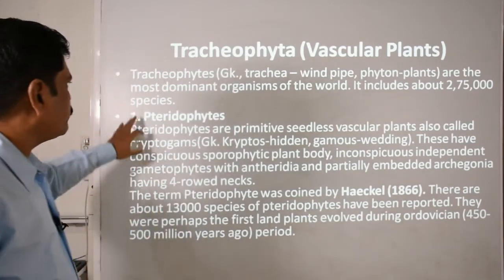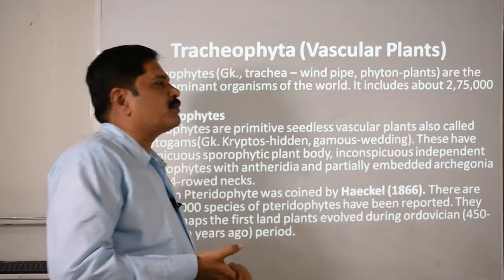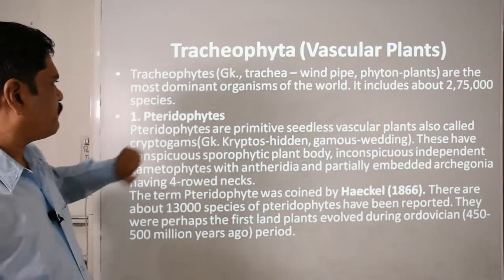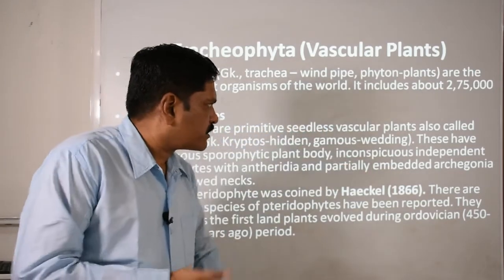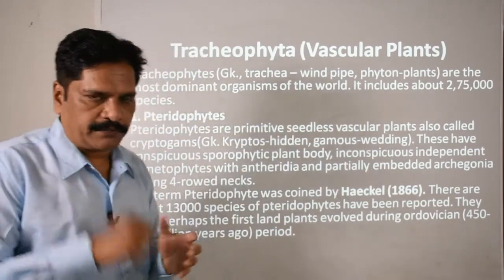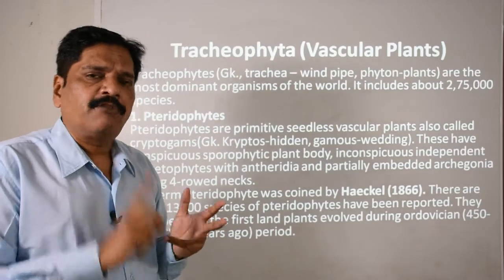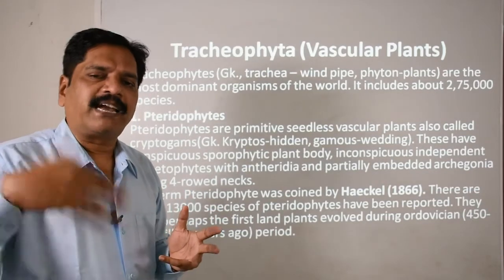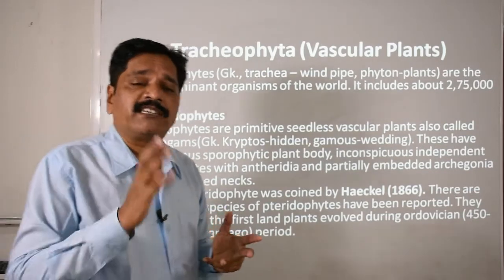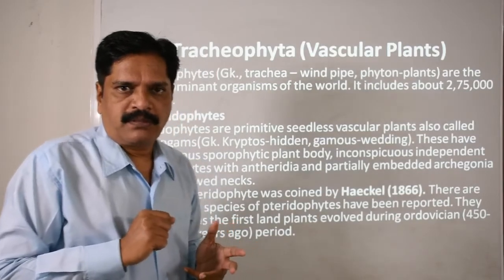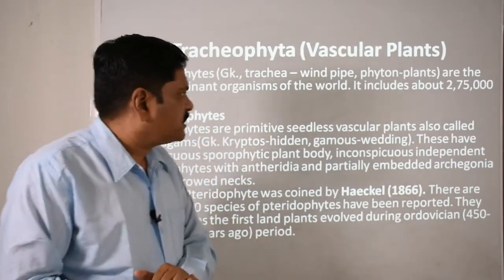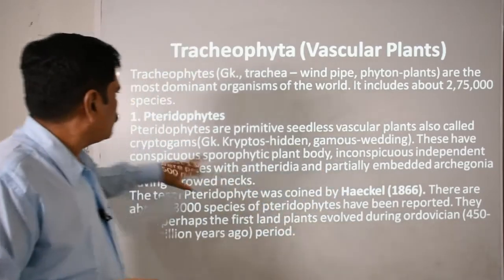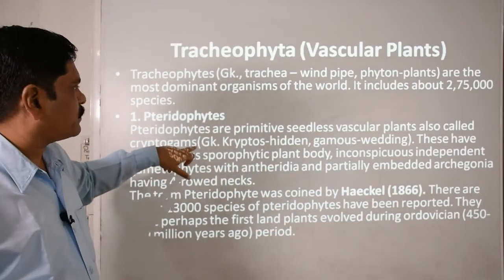Now first we are going to discuss the first group, called the Pteridophytes. These Pteridophytes are primitive seedless vascular plants. Remember two words, seedless vascular plants. The second category, Gymnosperm and Angiosperm, will have seeds, but these Pteridophytes are seedless vascular plants, also called the cryptogams.